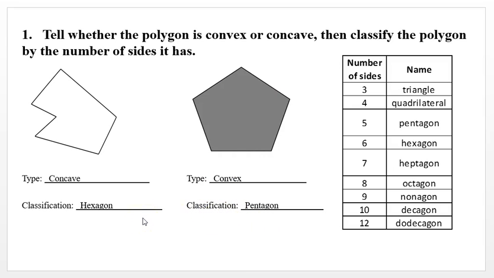You're going to have it just like this on your test. Where I say type, you put concave or convex. Classification, name the type of polygon that it is.